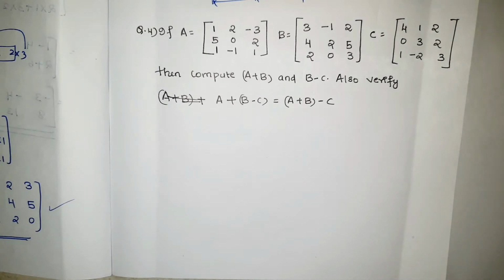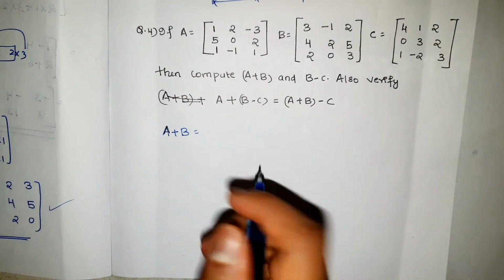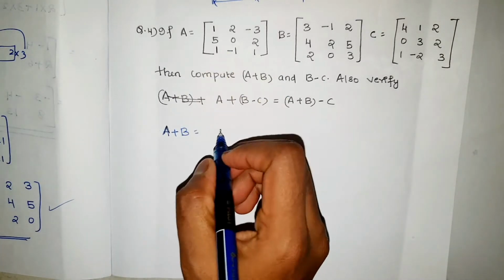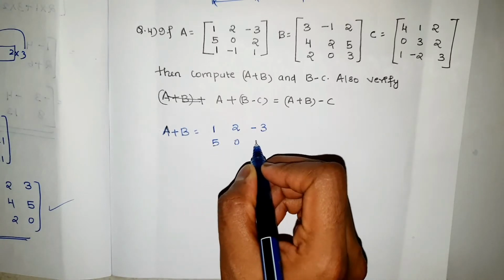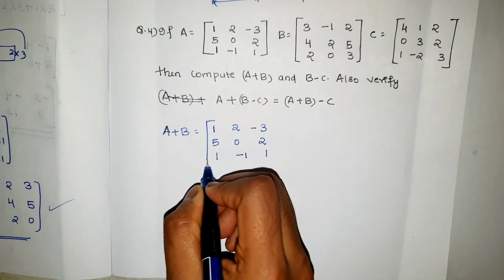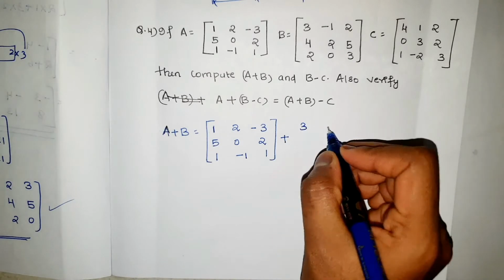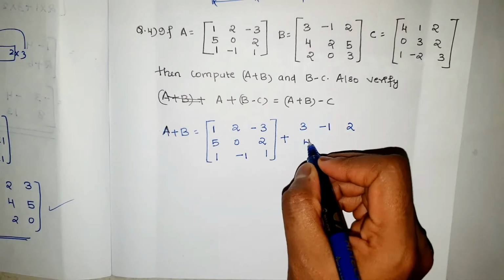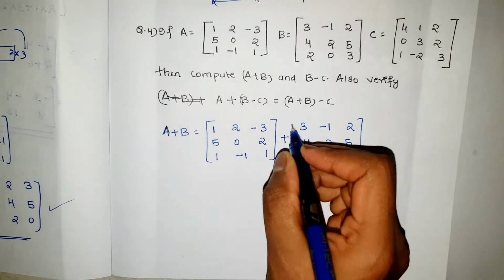First we can do A plus B. A plus B is equal to, what is A? This is A: 1, 2, minus 3, 5, 0, 2, 1, minus 1, 1, plus B: 3, minus 1, 2, 4, 2, 5, 2, 0, 3.